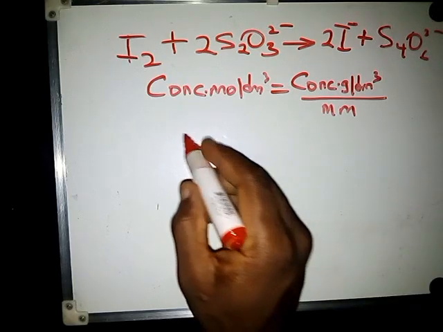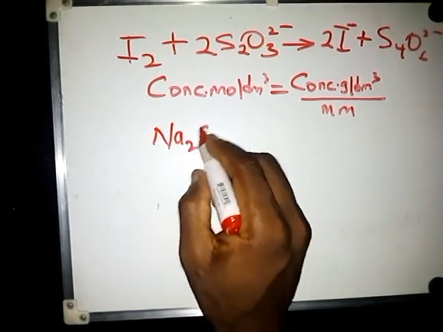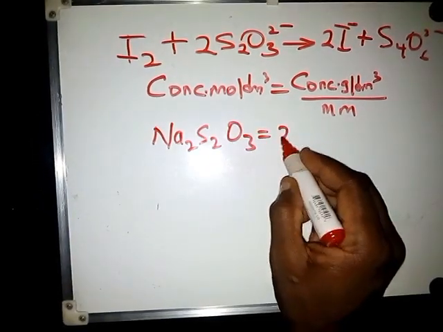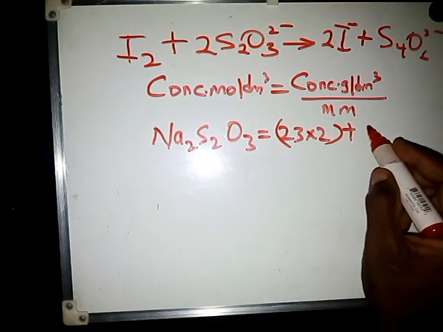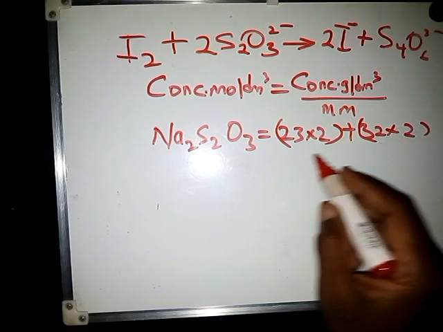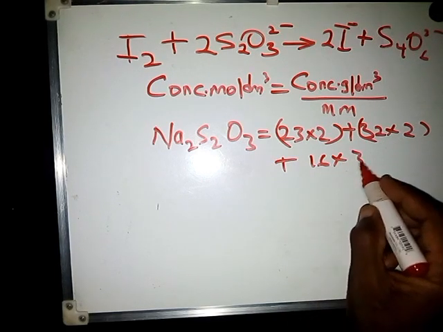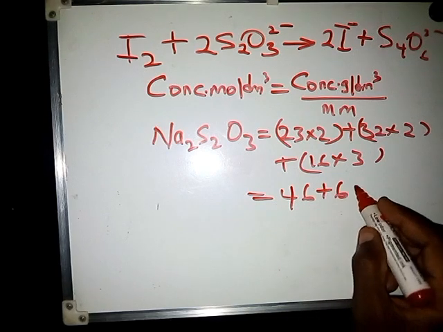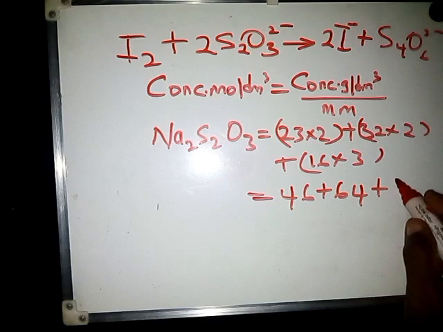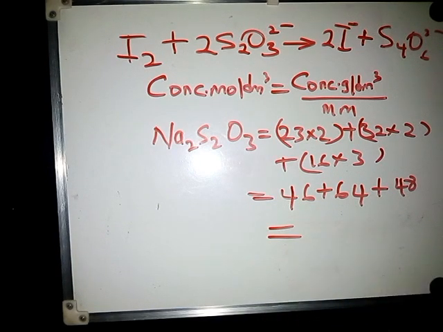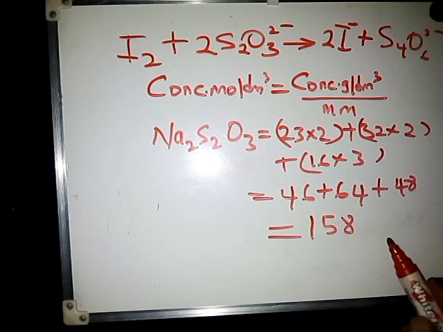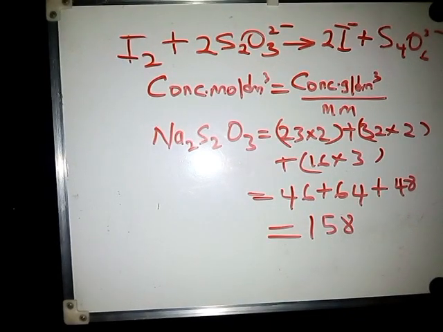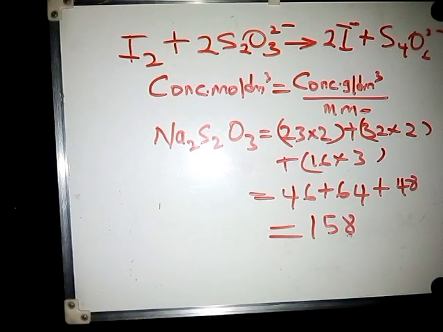So let's calculate the molar mass of sodium thiosulfate. Remember, it's Na2S2O3. That is 23 times 2, plus 32 times 2, plus 16 times 3. So at the end of the day, we have 46 plus 64 plus 48. So we are getting 158. So this is the molar mass for sodium thiosulfate. So now I need the mass concentration from your question. We're given the concentration to be 15.8. You can check back.